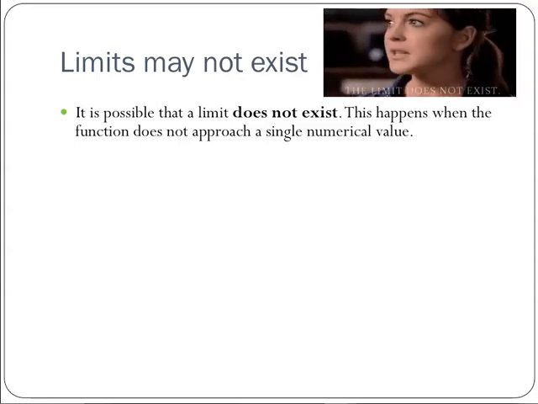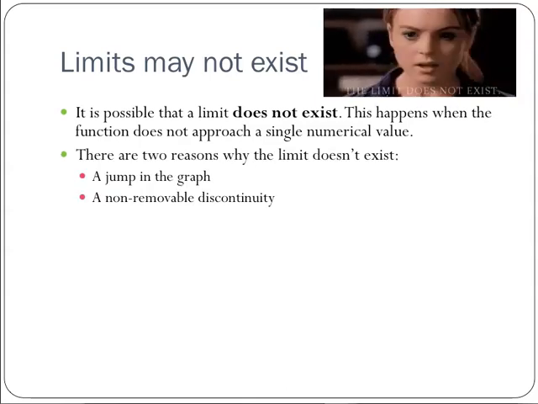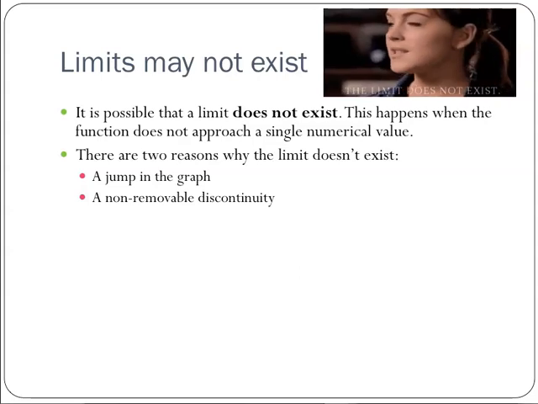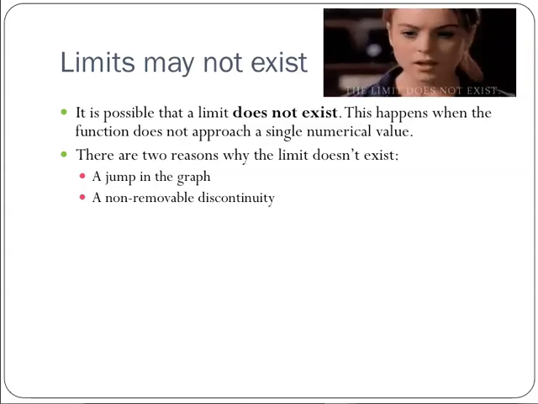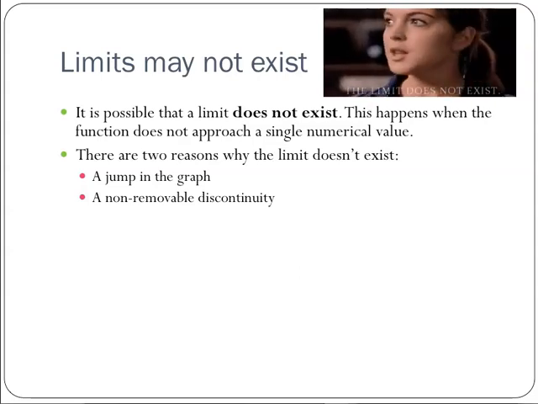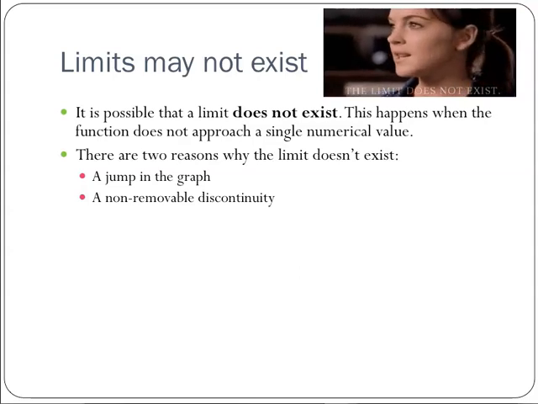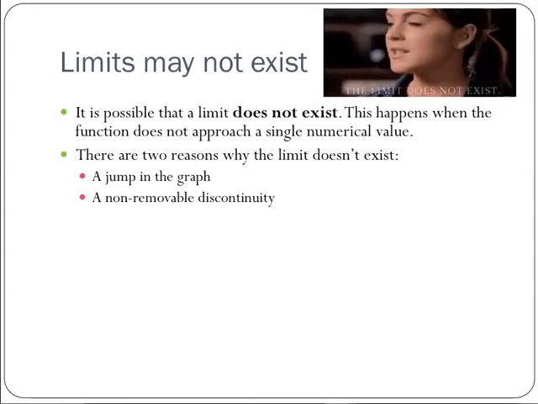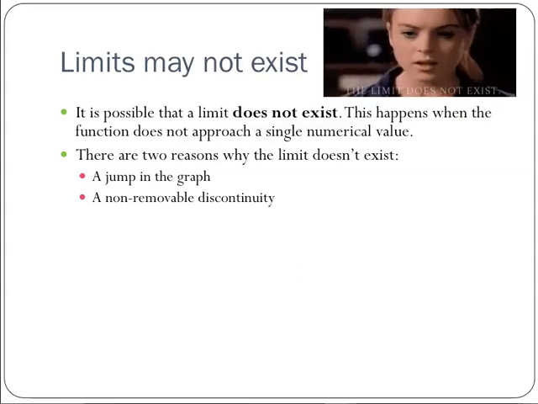There are two reasons where this might happen. The first is if you have a jump in the graph. And the second is when you have a non-removable discontinuity. So there are two types of discontinuity. Either you have a removable one, which is a hole, or a non-removable one, which is a vertical asymptote.